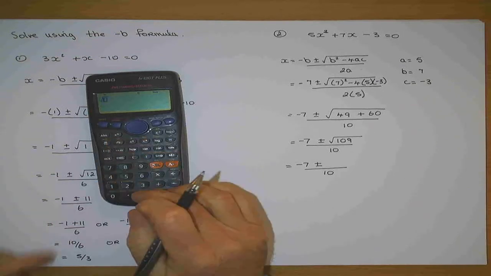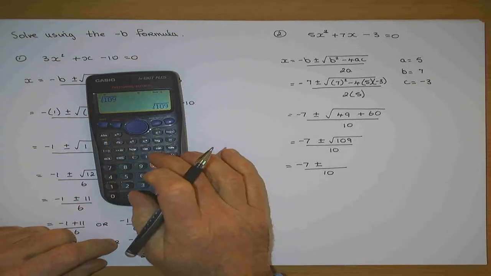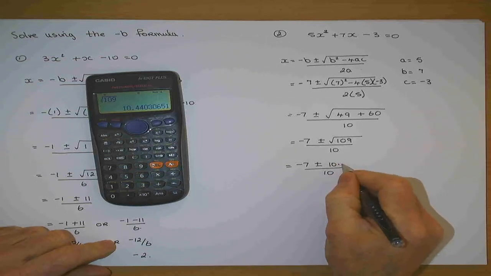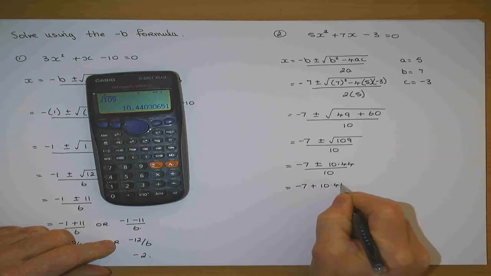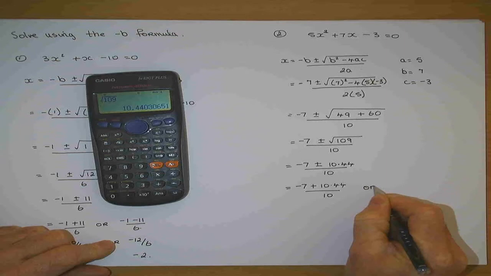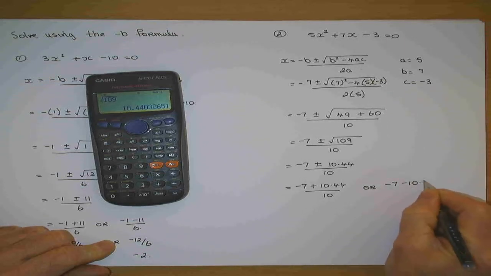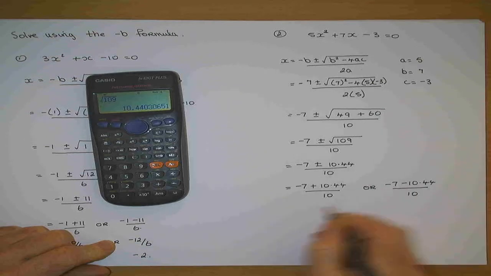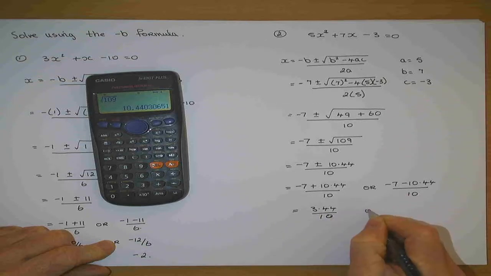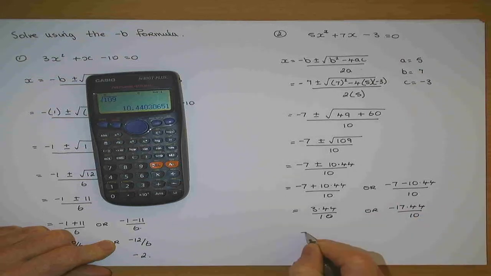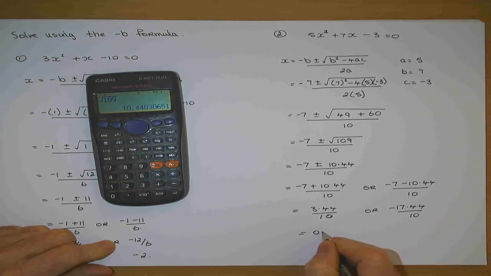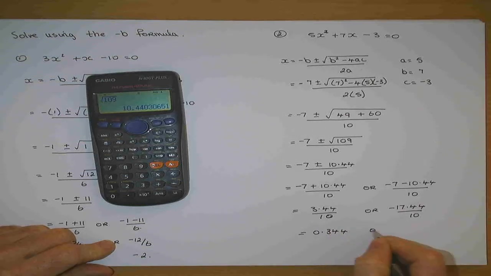The square root of 109 is equal to, as a decimal, 10.44, which is minus 7 plus 10.44 over 10, or minus 7 minus 10.44 over 10. That's 3.44 over 10, or minus 17.44 over 10. Divide by 10 and just bring the decimal place back 1: 0.344, or minus 1.744.